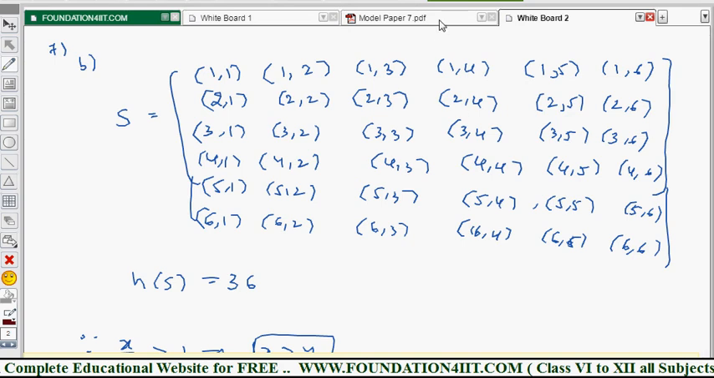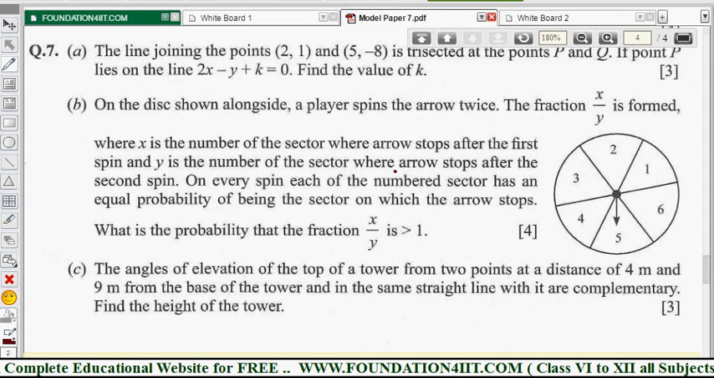And the next one is on the applications of trigonometry. You see this: the angles of elevation of the top of a tower from two points, at distances of 4 meters and 9 meters from the base of the tower and in the same straight line with it, are complementary. Find the height of the tower. So both angles are complementary, meaning the sum of the angles is 90. Then the two angles are complementary.